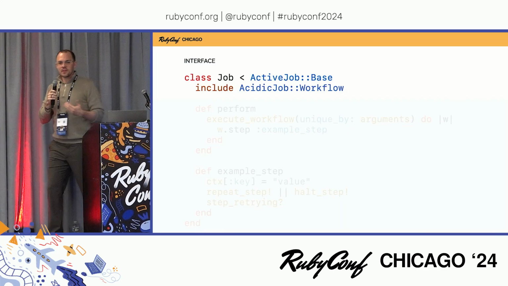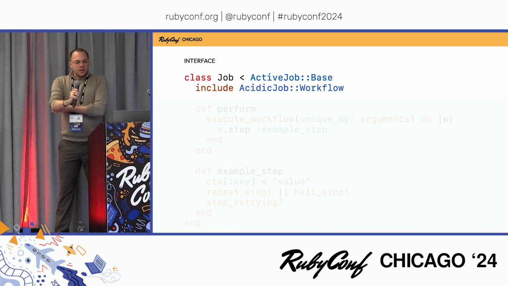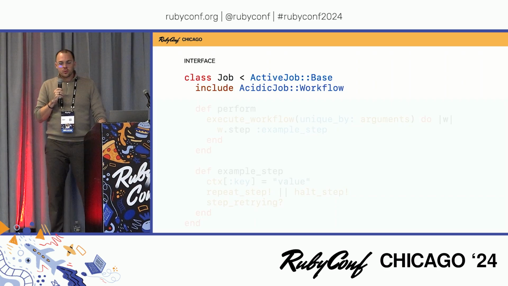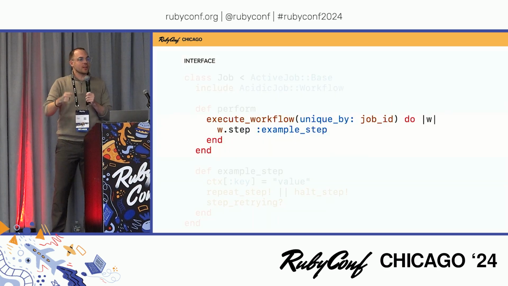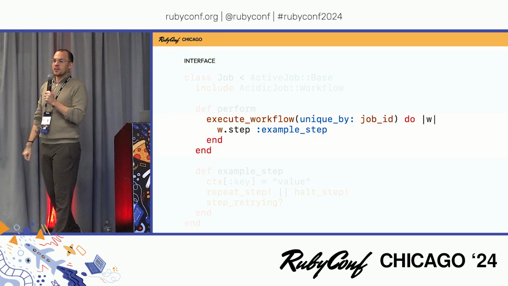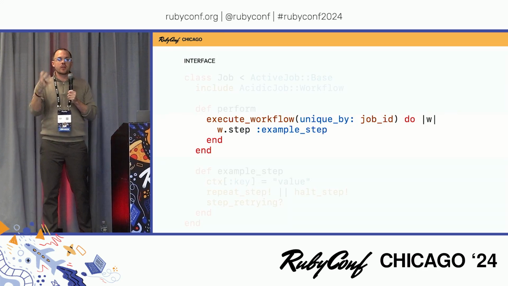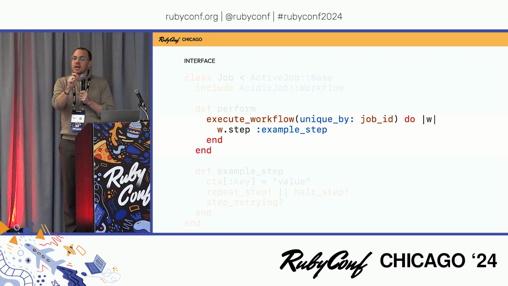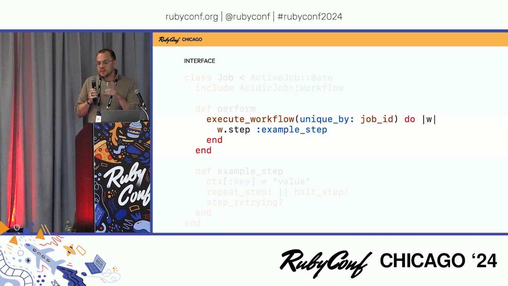So what is it? It's just a module that you include into any regular job. That module is going to give you a few methods. Let's walk through them. Primarily, it gives you this execute workflow method. This is the heart. This is where you pass over control to the execution engine. You're going to put this inside of your perform method, and you're going to allow the workflow engine to take control. It's straightforward. It takes two arguments.